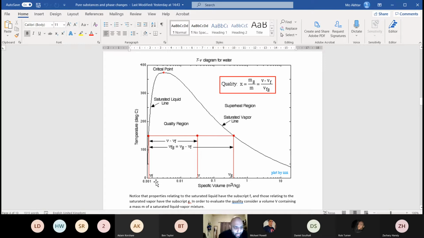Now, what you've got here is VF. VF is the specific volume at the start of the boiling point here. You've got this as soon as it reaches the saturated line, where the liquid has a specific volume level.